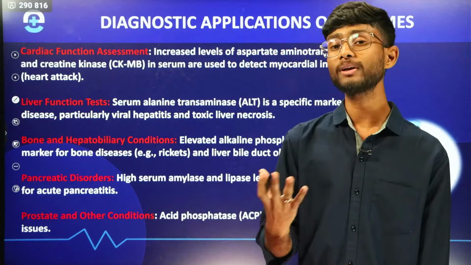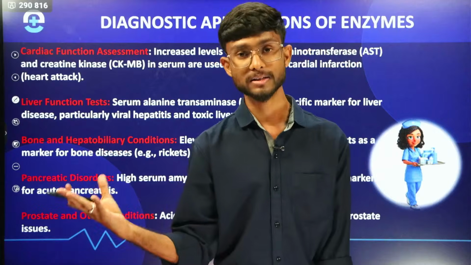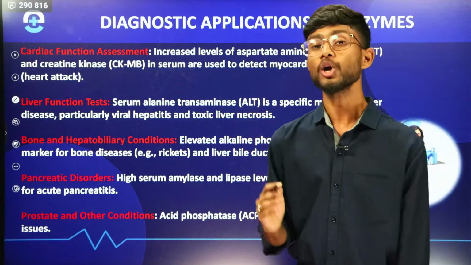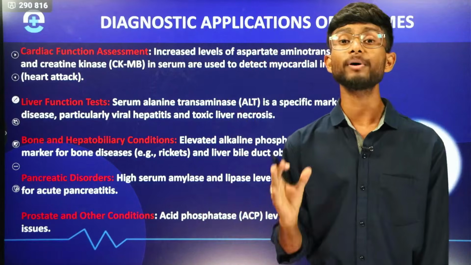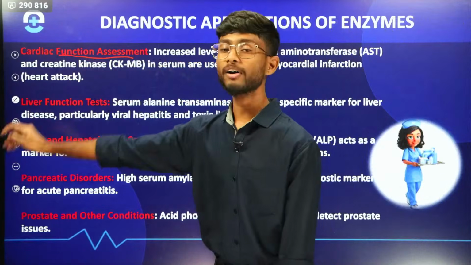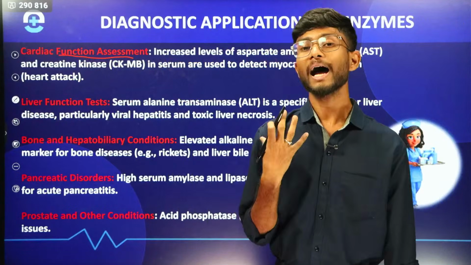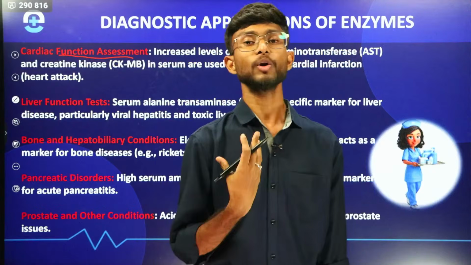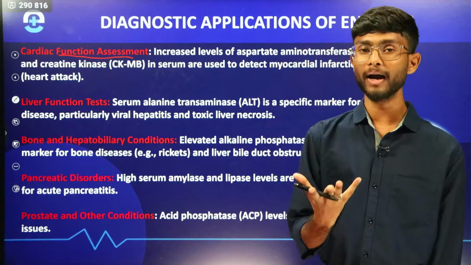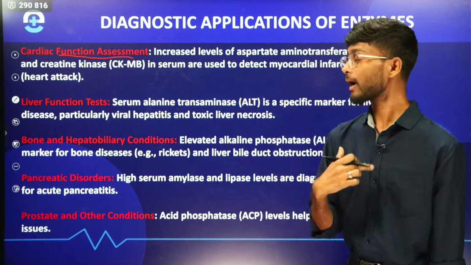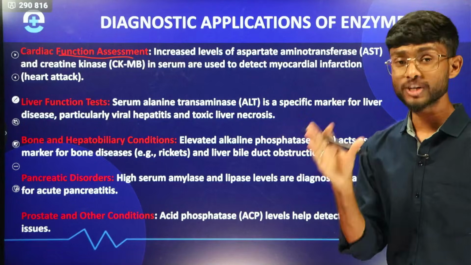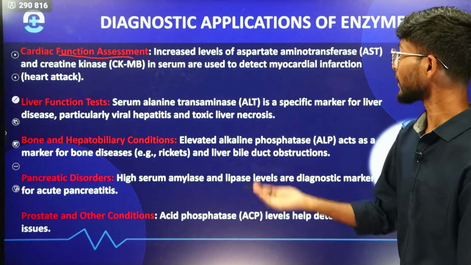Like you have to diagnose something or some organs. How will you diagnose? With the help of these enzymes, you can diagnose the proper functioning of an organ. For example, cardiac function assessment. For the assessment of the cardiac system, to check the proper function of the heart. Cardiac means heart. To check whether the heart is performing properly or not, you need enzymes. What are those enzymes?